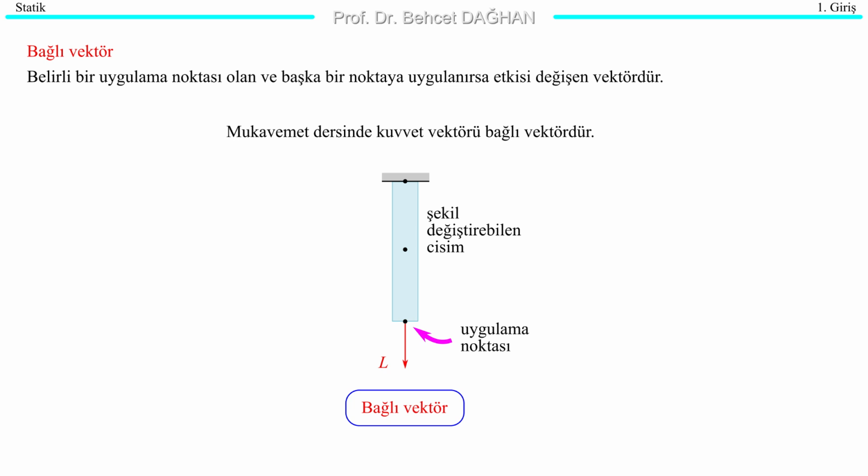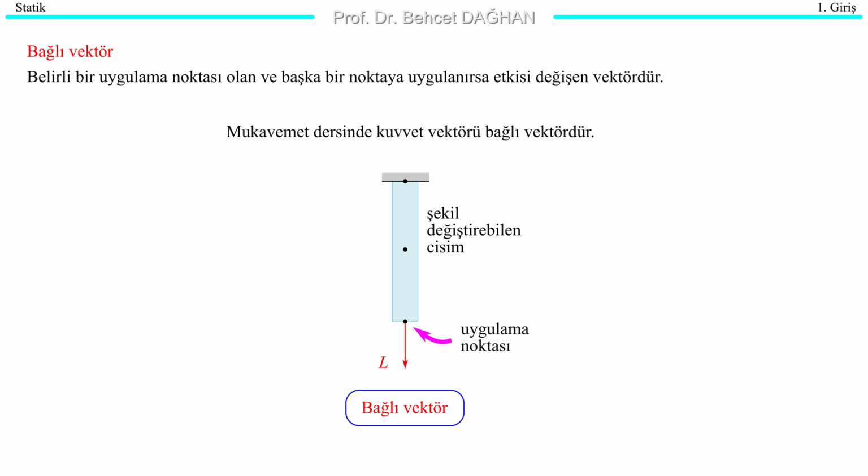For example, if we consider an object suspended from the ceiling, if we apply the load L to its end, it will lengthen a little. However, if we change the point of application and apply the force in the middle, the change in the length of the object is different. If we apply it from the ceiling, there will be no change in the size of the object. This force does not affect the length of the object. It does not cause any change in height.